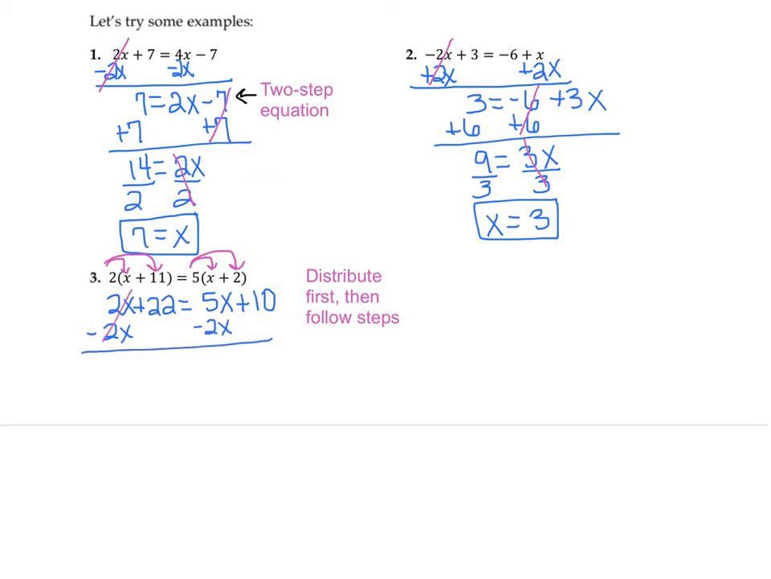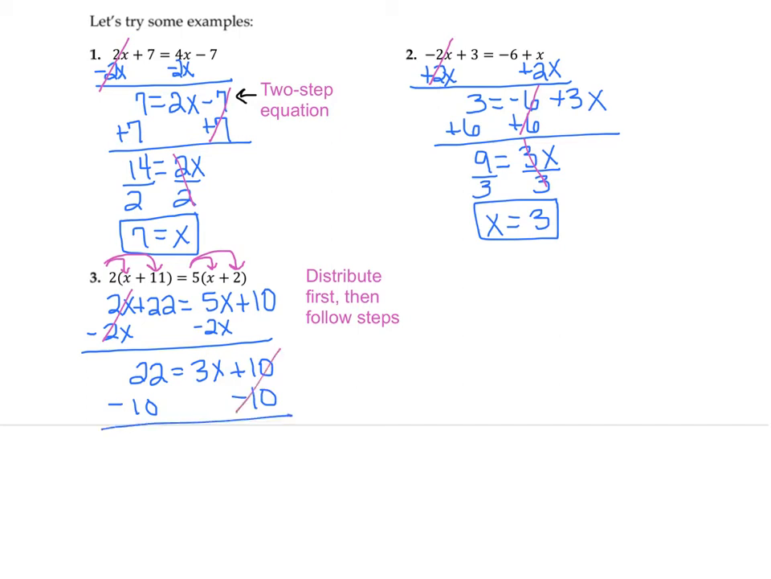The 2x's are going to cancel. Bring down your 22, your equal sign, and then we have 5x minus 2x. That gives us 3x. And then bring down plus 10. Now you have a two-step equation. So you want to undo addition or subtraction. We have addition. So we're going to undo it by subtracting 10 from each side.